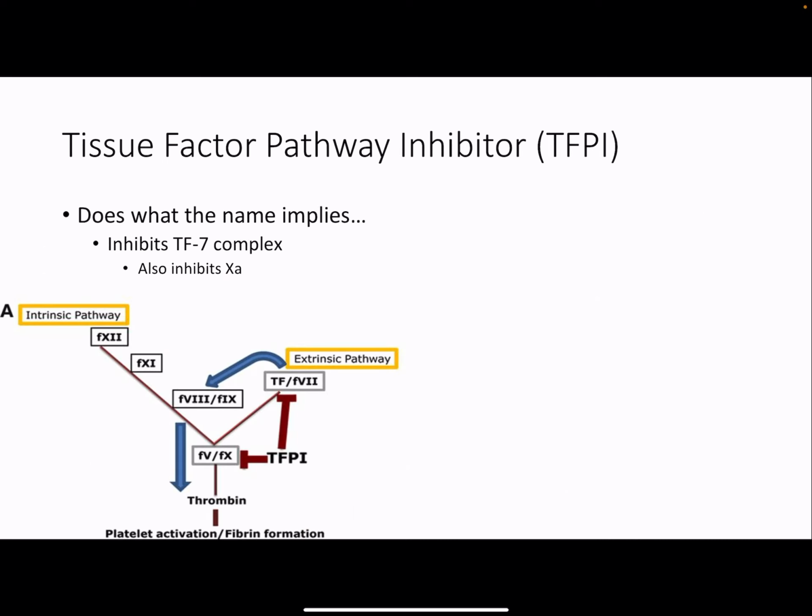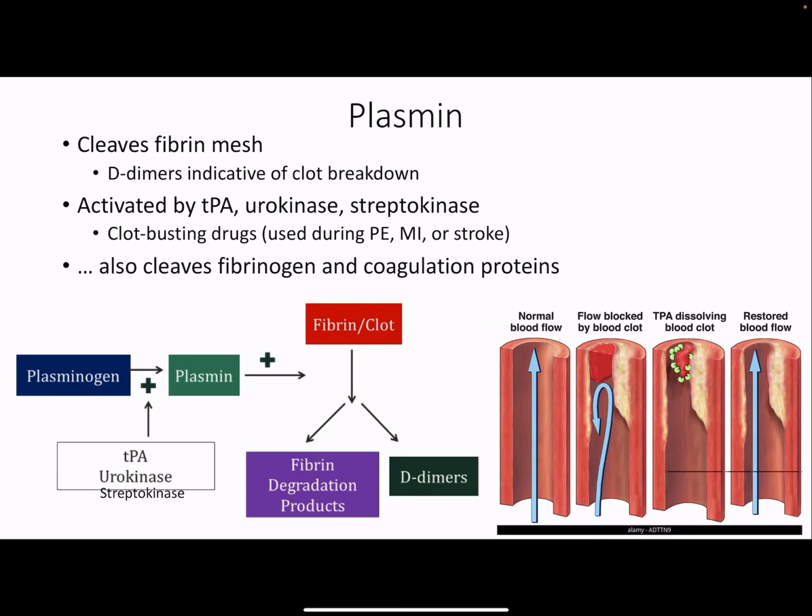This is just going to inhibit factor 7, to some extent also factor 10A, but mostly factor 7. Plasmin's job is to break down the fibrin mesh. And when you break down the fibrin mesh, one of the really important things that you'll see during rotations is this idea of D-dimers. If D-dimers are in the blood, it's indicative that someone has a lot of fibrin mesh forming, which means that they probably have a clot. So you're looking at someone with a pulmonary embolism, somebody with a stroke, somebody with a myocardial infarction.